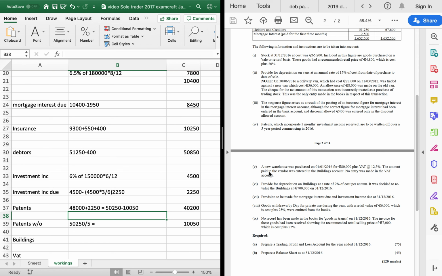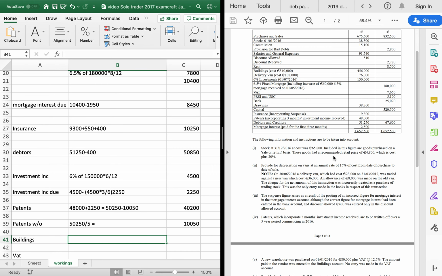A new warehouse was purchased for 80,000 plus VAT. The amount paid to the vendor was entered in the buildings account. So they put in the 80,000 plus another 10,000, which is 12.5% of 80,000. So they put in 90,000 into buildings. They should only ever have put 80,000. VAT never gets included in the asset or the expense or whatever. So it doesn't get included in buildings, doesn't get included in purchases, never anything of the sort. So if they have put in 90,000, they've put in 10,000 too much.